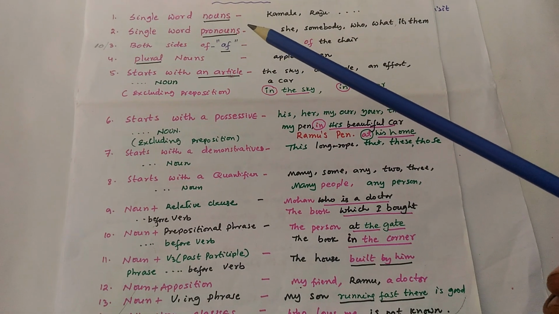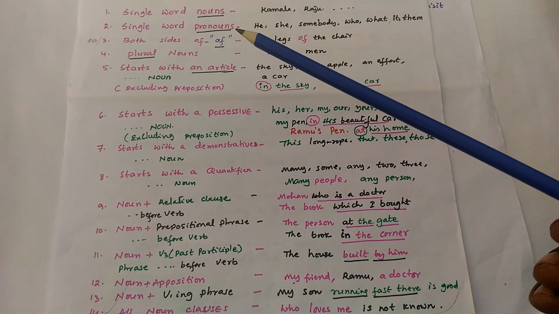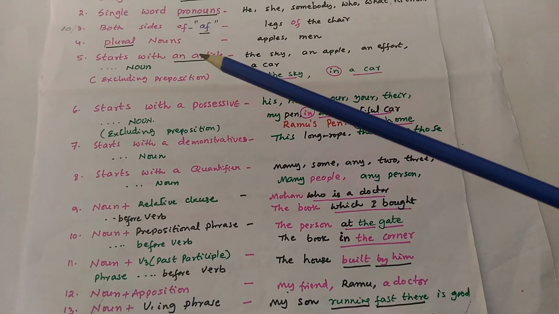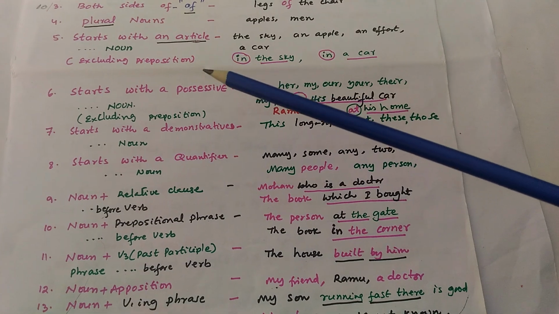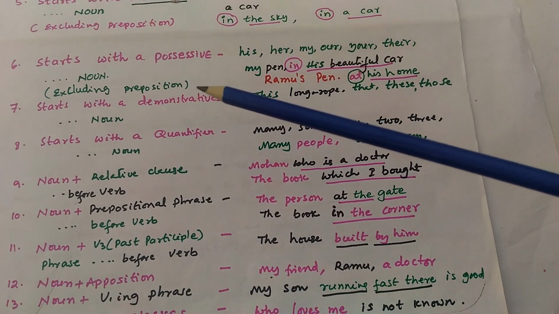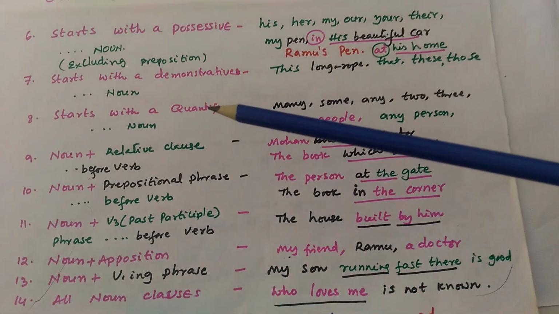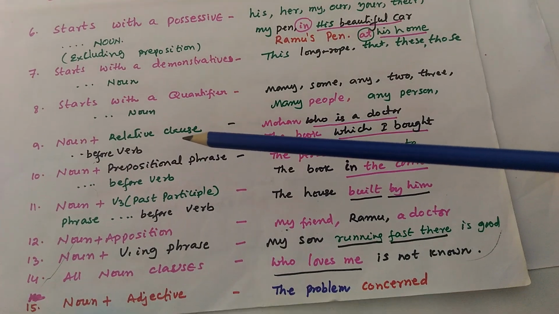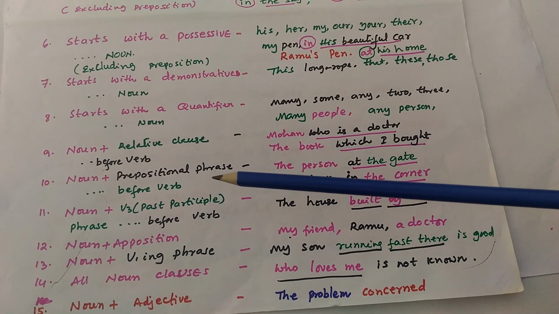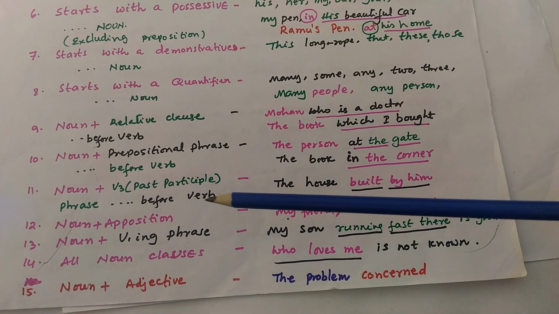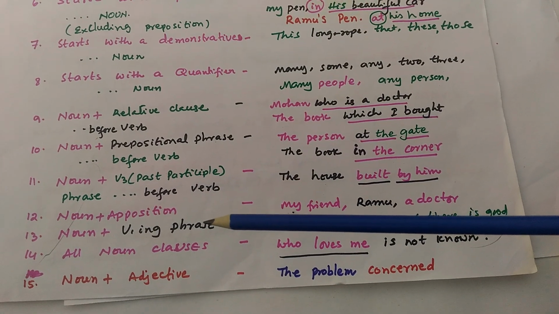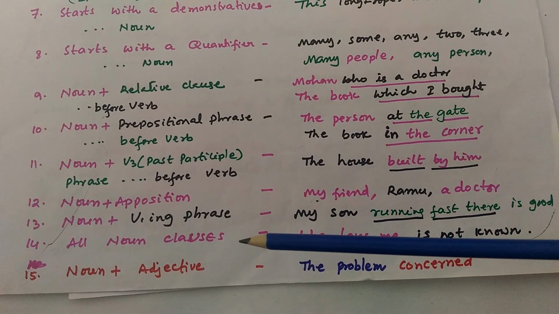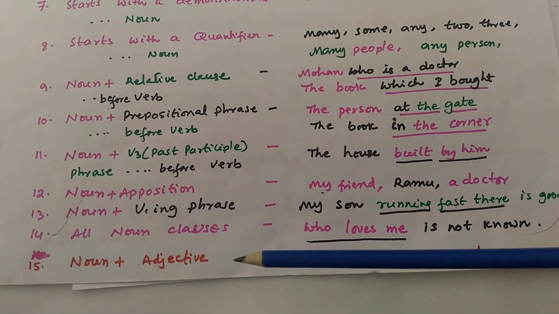The first indicator is single nouns. Second indicator, pronoun. Third indicator, both sides of. Fourth indicator, plural nouns. Fifth indicator, starts with an article. Sixth indicator, starts with a possessive. Seventh indicator, demonstrative. And eighth indicator, quantifier. And ninth indicator, noun plus relative clause. 10th indicator, noun plus prepositional phrase. 11th indicator, noun plus past participle phrase. 12th indicator, noun plus apposition. 13th indicator, noun plus verbing phrase. 14th one, all noun clauses. And 15th one, noun plus adjective.